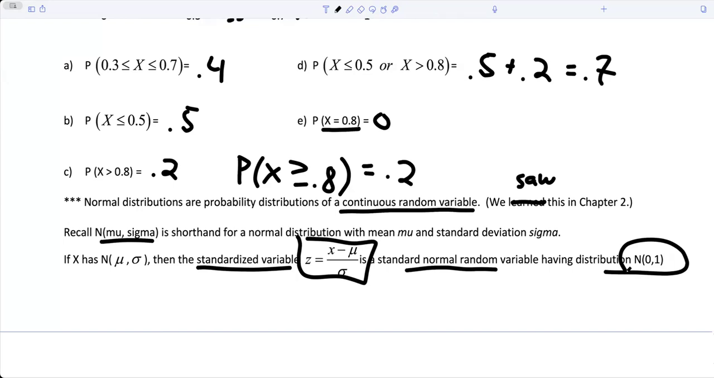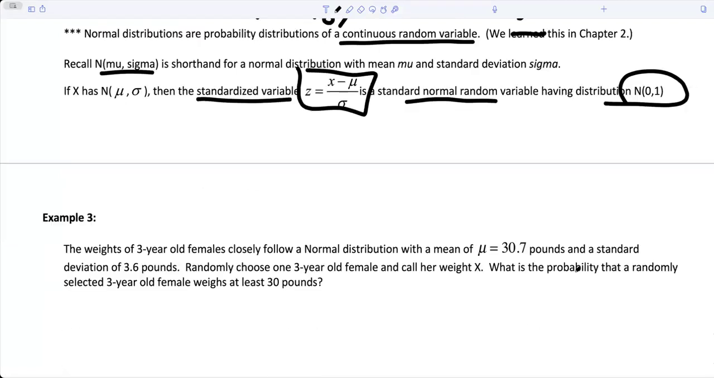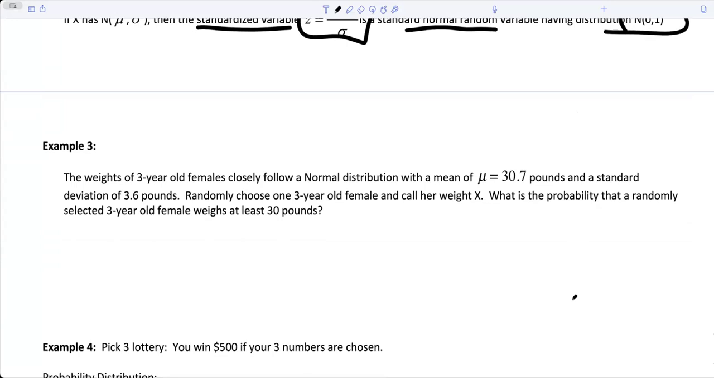So we're going to look at like 2 more examples, okay? Things get slightly more complicated tomorrow, so I'm going to leave that for tomorrow. All right? But let's look at 2 examples here. It says the weights of a 3-year-old female closely follows a normal distribution with a mean mu of 30.7 pounds and a standard deviation of 3.6 pounds. Randomly choose one 3-year-old female and call her weight X. What is the probability that a randomly selected 3-year-old female weighs at least 30 pounds?